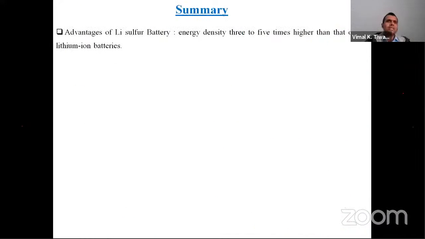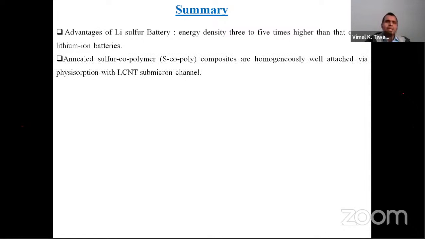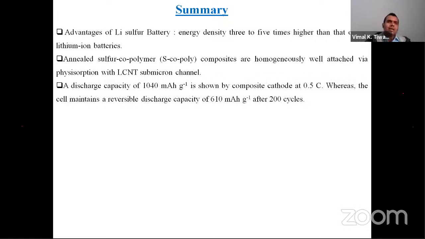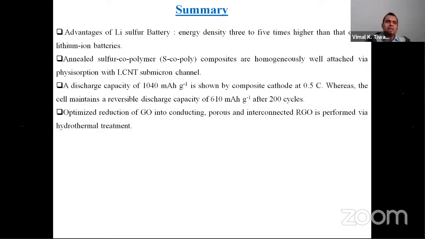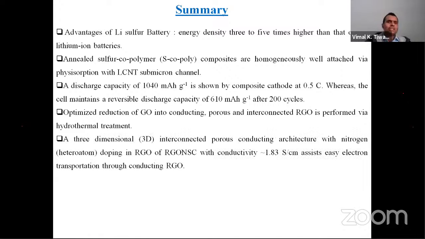So this is our summary. We can say that for heavy vehicles, we can use the lithium sulfur battery because it has 3 to 5 times higher specific energy compared to the lithium ion battery. In my work, I prepared the sulfur copolymer, which is homogeneously distributed and well bound with the long CNT channel. We get a capacity up to 1040, and after 200 cycles we get around 610. So it's still very high. And with RGO also we are getting a very good, highly conducting network of this composite and nanosulfur. We are getting 1.83 Siemens per centimeter conductivity.